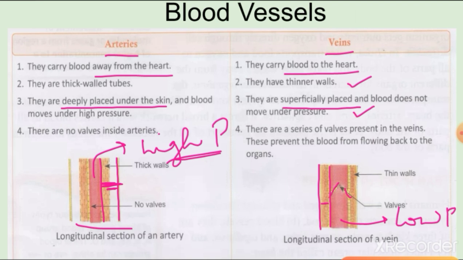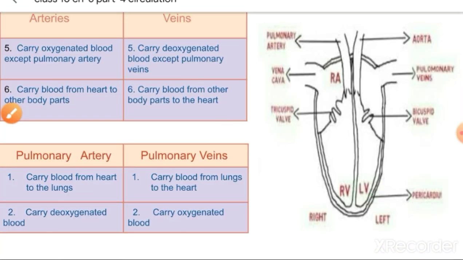You could see here, these are valves. What do these valves do? We know that blood flows with low pressure in the veins. So with low pressure, the blood can fall back. To prevent the falling back of blood, we have valves in our veins. But because the blood flows with high pressure in the arteries, there is no chance of falling back of blood. That is why in arteries we do not have any kind of valves. So these are the major differences between the arteries and veins.